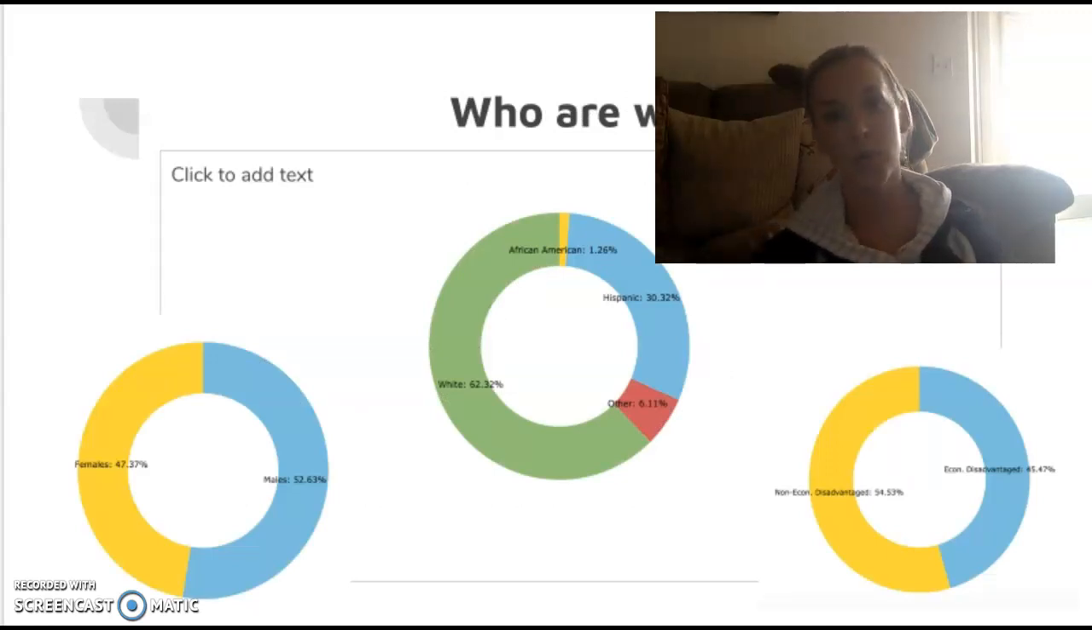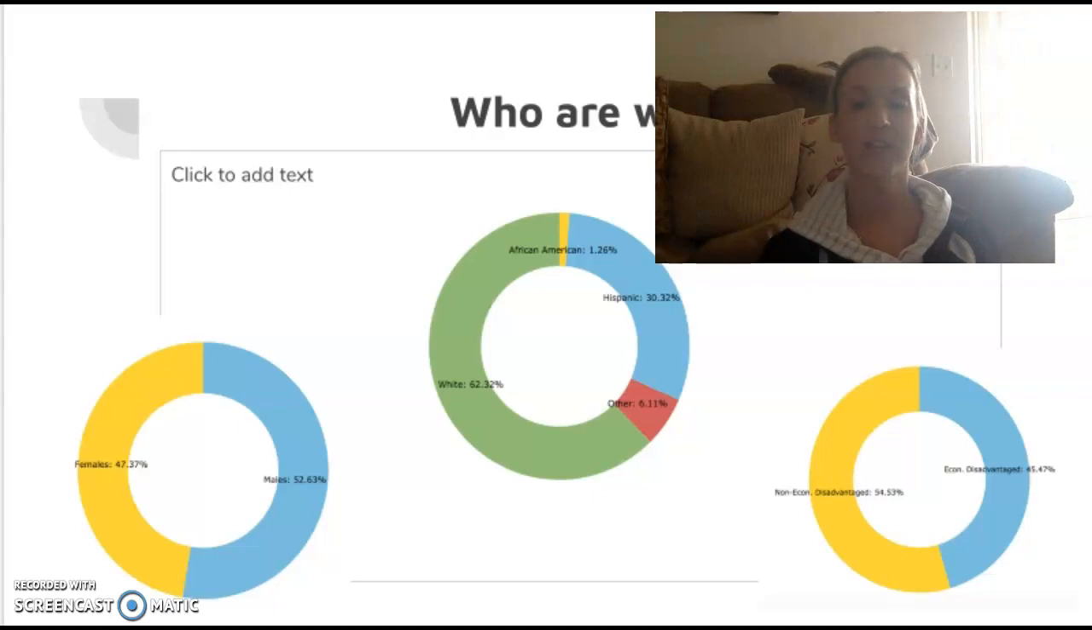So who are we as a staff and a school? We are near the Kansas City area. We are a Title I school with about 475 students. Here are some of our demographics. We are 47% female and 52% male. We have 62% white, and a high Hispanic population with 30%. Then you can take a look at our non-economically disadvantaged and our disadvantaged students, with 45% and 54%.